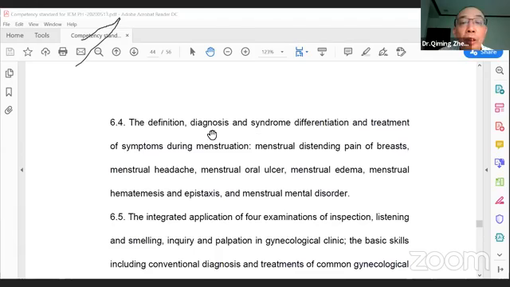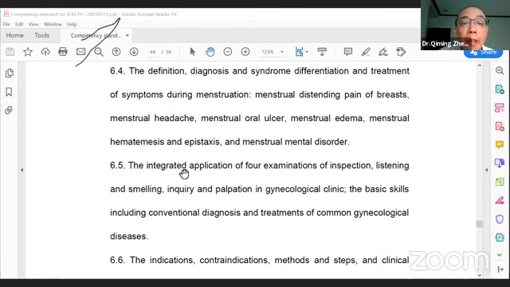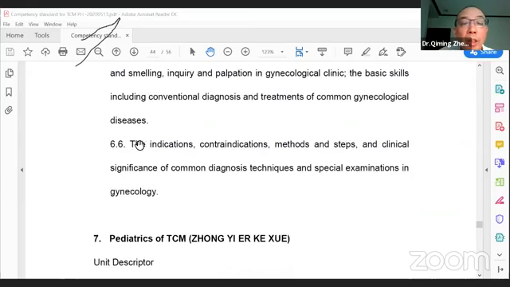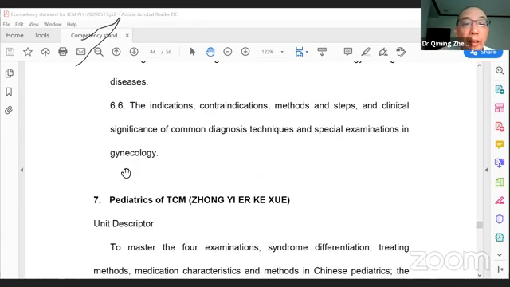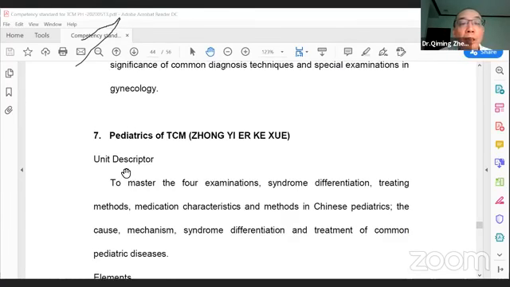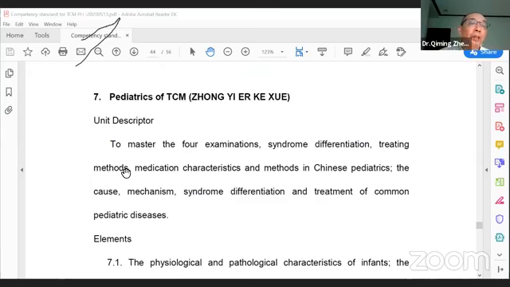Point 4, definition, diagnosis, syndrome differentiation, and treatment of symptoms during menstruation. Point 5, the integrated application of the four examinations of inspection, listening and smelling for the common gynecological disease. The indication, contraindication, methods and steps, and clinical significance of common diagnostic techniques and special examination in gynecology.